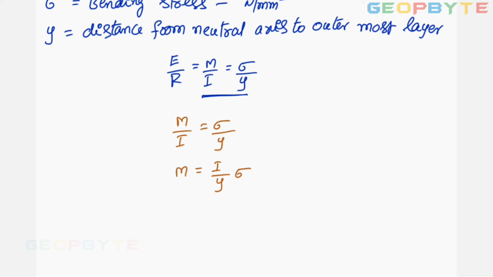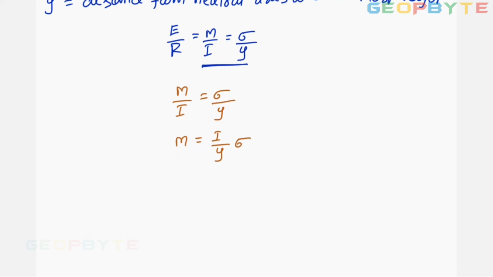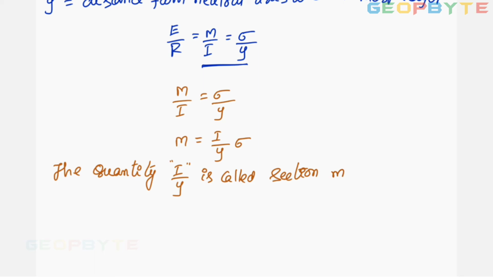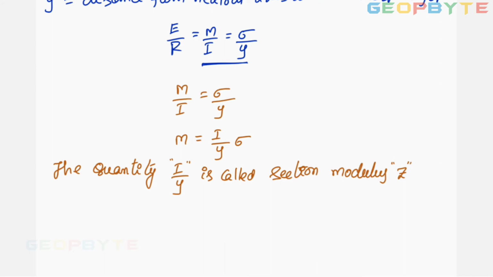Remember, the quantity I by y is called section modulus. The quantity I by y is called section modulus, denoted by Z.